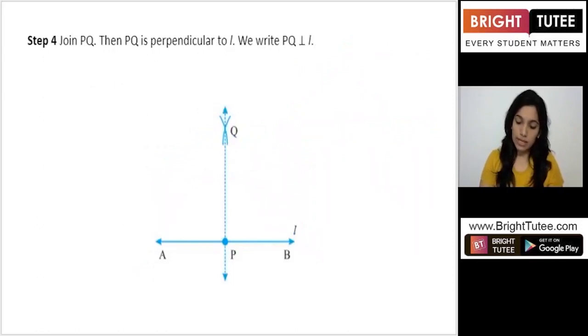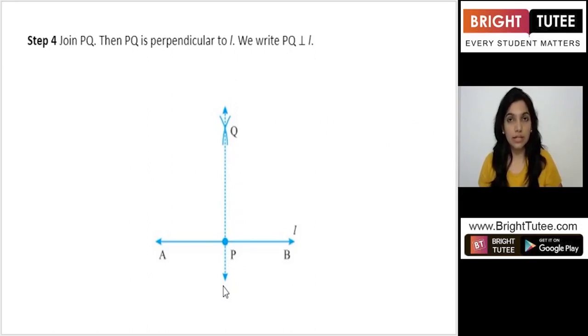What you do now is simply join the point Q, where these two arcs intersect, to the point P, and this is the kind of image that you will observe. Clear? Shall we just recap what we did?